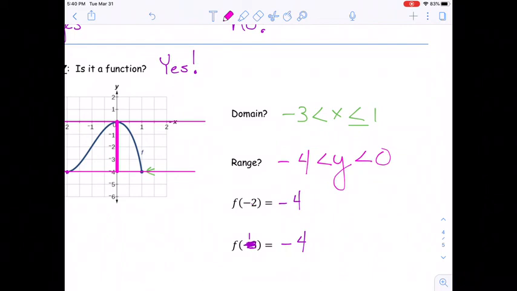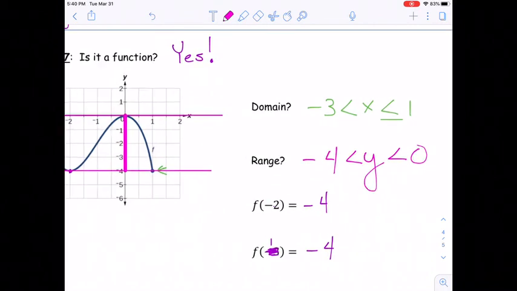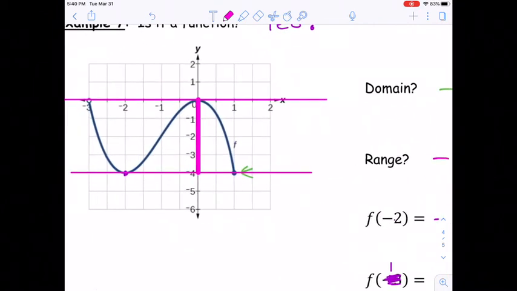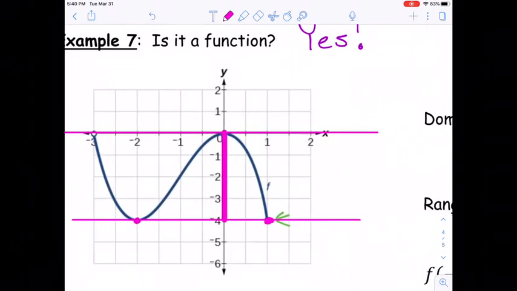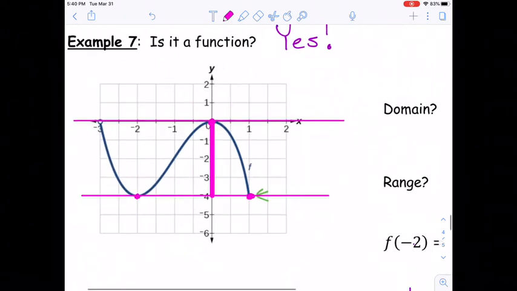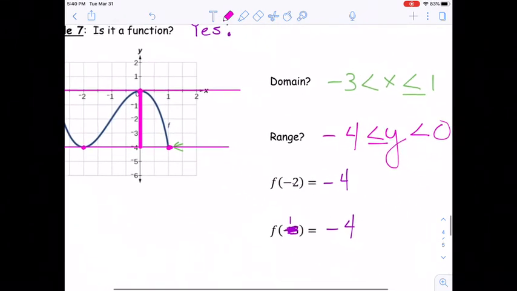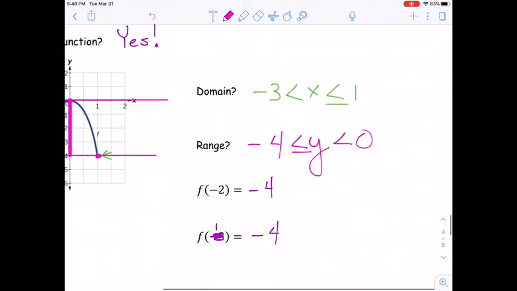I have to decide if I want to put any equals under those. Notice it does touch the -4 here and here. That's included in my range, so I'm going to put the equals. The graph touches at the 0 point. Even though it's an open circle at the -3, the graph is touching at the 0, 0. So I'm going to also include an equal sign over there.